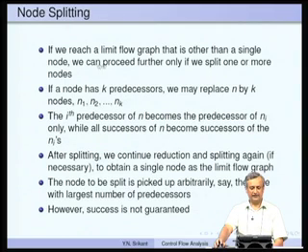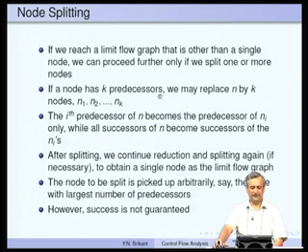In such a case, if we reach a limit flow graph that is other than a single node, we can proceed further only if we split one or more nodes. When we split a node, there is no guarantee that the graph will become reducible, but there is a very good chance that it will become reducible. So, what is this process of splitting?